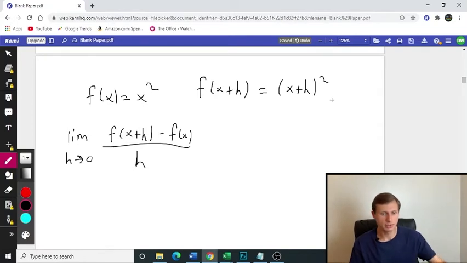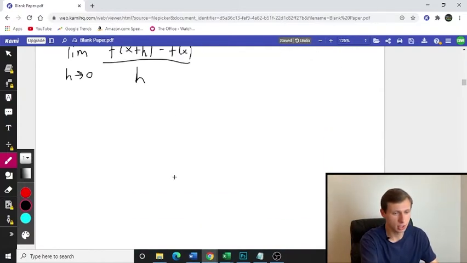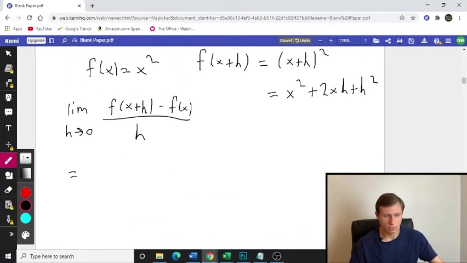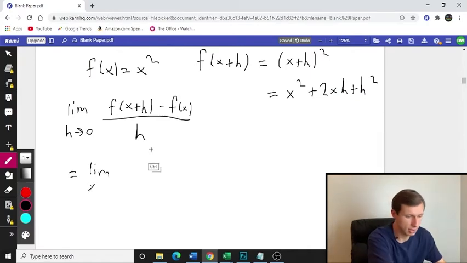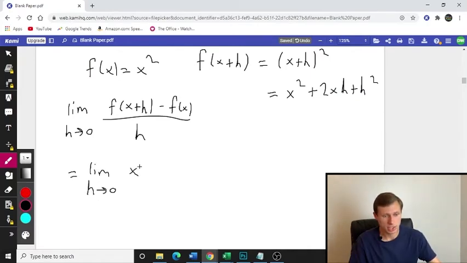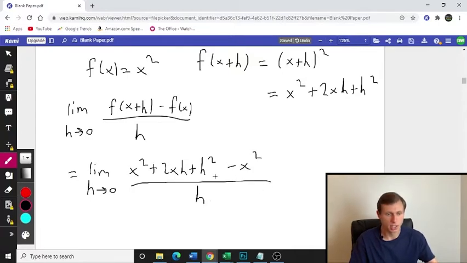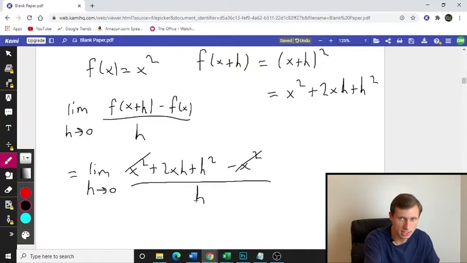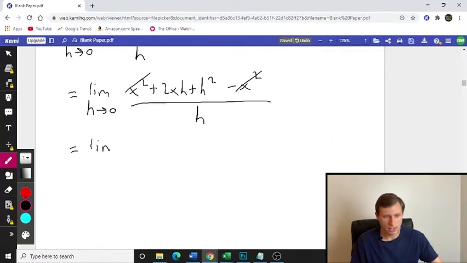And yes, we do now need to factor this out. So we get x squared, or FOIL it out. X squared plus 2xh plus h squared. We're good. And now we can actually plug in, because we have f of x plus h and f of x. And what we get is limit as h approaches 0 of f of x plus h, which is x squared plus 2xh plus h squared, minus x squared. And then we're going to divide everything by h. So notice the x squareds cancel out, which is nice. And we're left with limit as h approaches 0 of 2xh plus h squared over h.